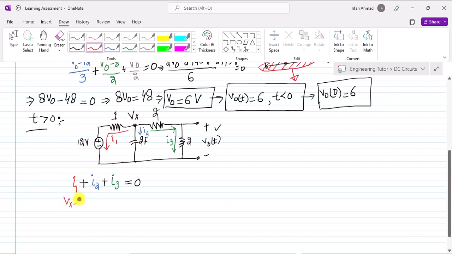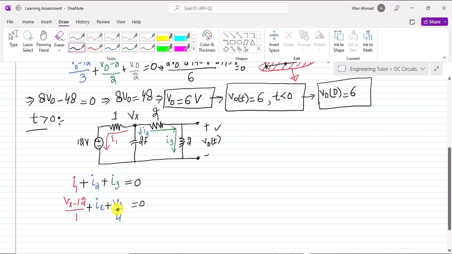So (Vx minus 12) divided by 1. Similarly, what is the value of I of 2? The value of I of 2 is here, which is passing through this capacitor, so let me call it I of C. Similarly, the last current, which is flowing through these two resistors, will be (Vx minus 0) divided by 4, so that would be Vx divided by 4, and adding them together, that will be equal to 0.